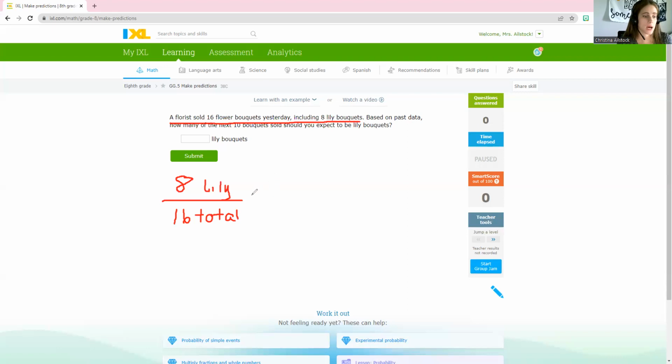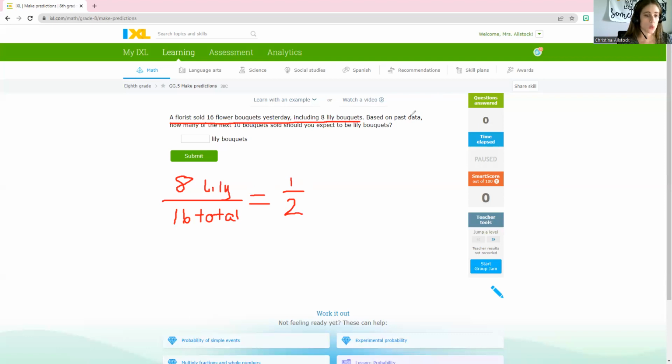Whenever I make my first fraction here, my first probability fraction, I always want to simplify, because the smaller your numbers are, the easier it'll make it in the future. So 8/16, we can divide that by 8 to simplify, giving us a 1/2.